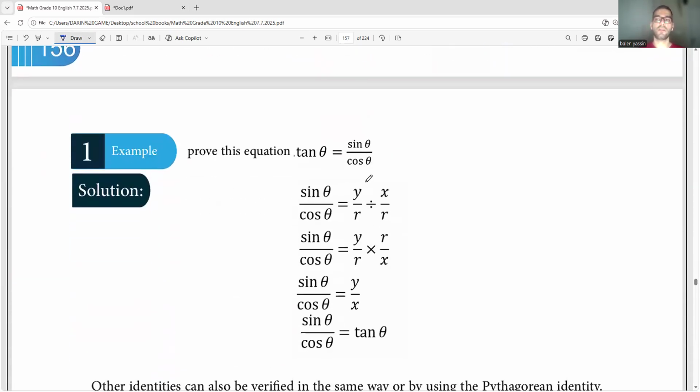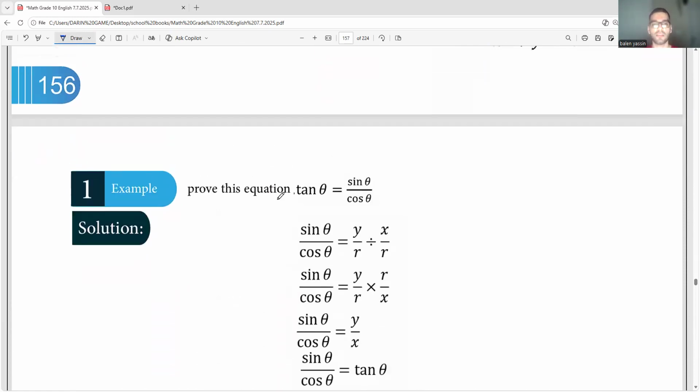So this section is all about proving identities. Like you have an equation with a left side and a right side. You either start from here and you want to go there, or the other way around. It's all about that. So the first one says, prove this equation. Which equation? This one. Tangent of anything, or here we can say theta, it could be x, y, z, anything, is sine theta over cosine of theta.